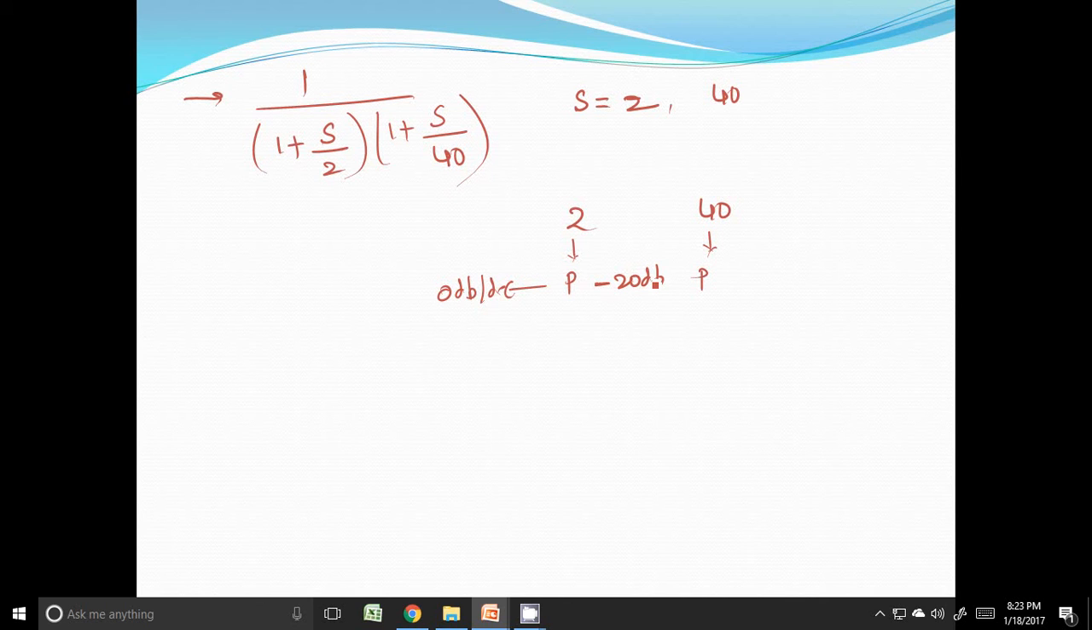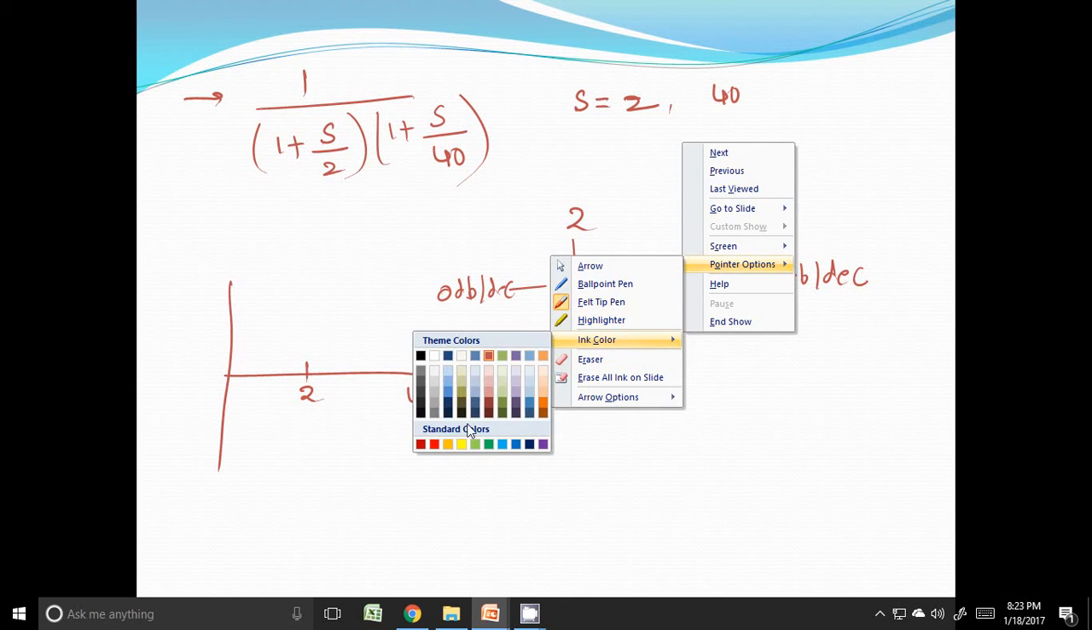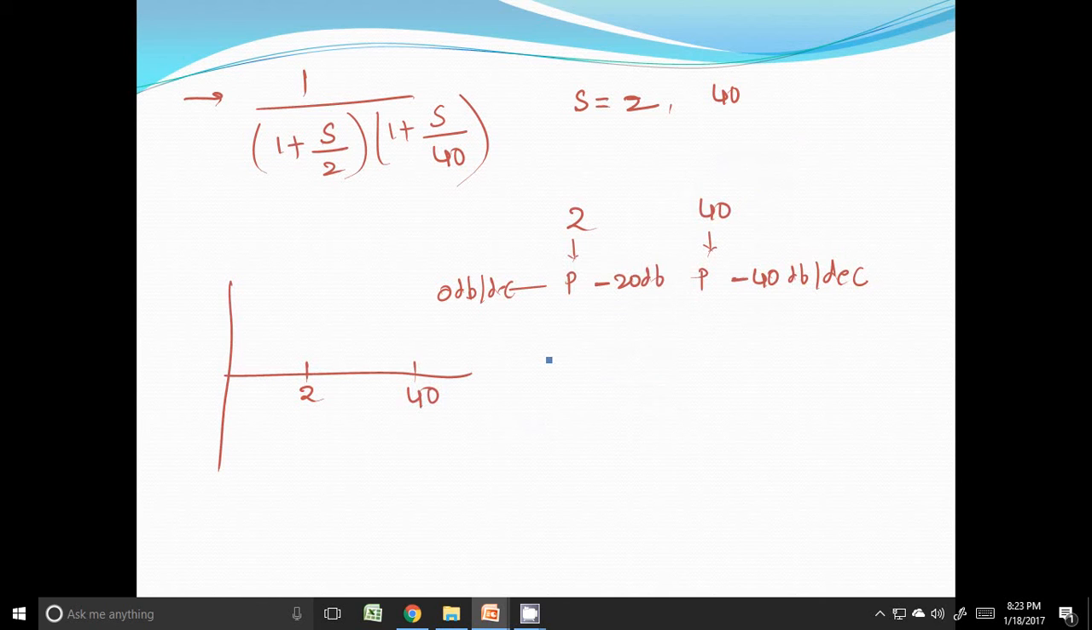Again you are getting a pole at frequency 40. Whenever you see a pole, add minus 20 dB slope to its previous slope. Its previous slope is already minus 20, so minus 20 minus 20, it becomes minus 40 dB per decade. Now plot the magnitude plot. Here locate the corner frequencies. This is 2, this is 40. Now before 2, what is the slope? 0 dB. So this is 0 dB.